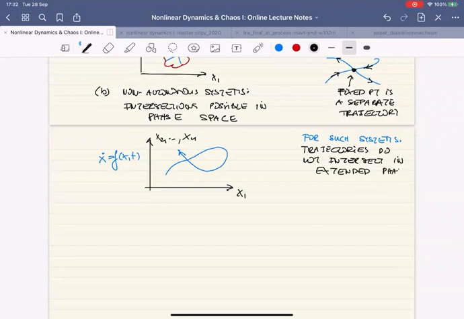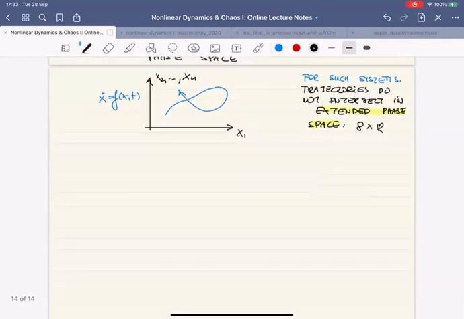And the extended phase space is really just space-time or phase-time, right? That extended phase space is just the original phase space, P, Cartesian product with time, R, right? So you're adding simply time as an axis. Now, technically, how do I know that they will not intersect in that extended phase space?